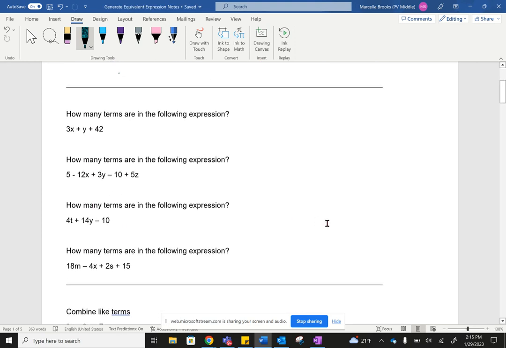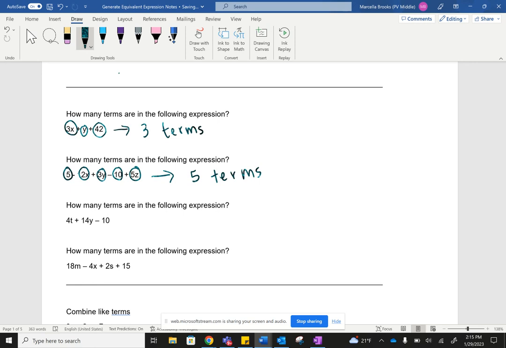So first, let's go over terms again. How many terms are in the following expression? 3x is a term, y is a term, and 42 is a term. So we have 3 terms. How many terms are in the next one? 5 is a term, 12x is a term, 3y is a term, 10 is a term, and 5z is a term. So we have 5 terms.